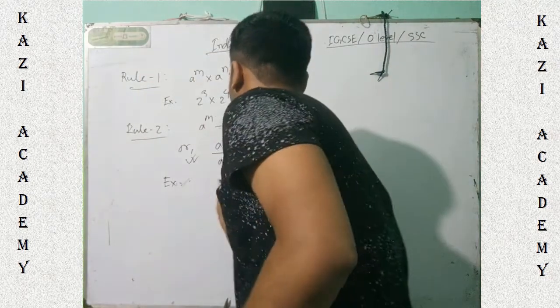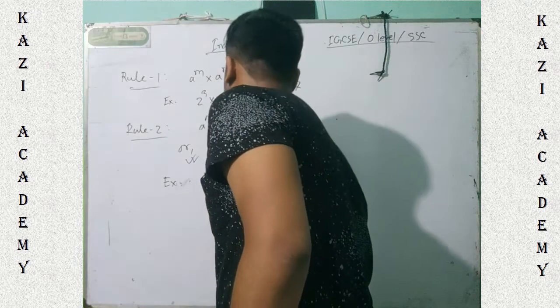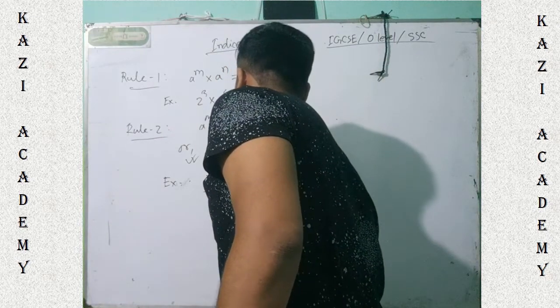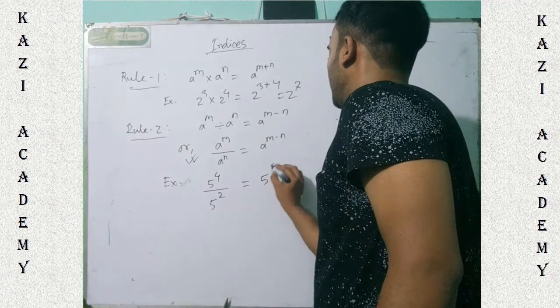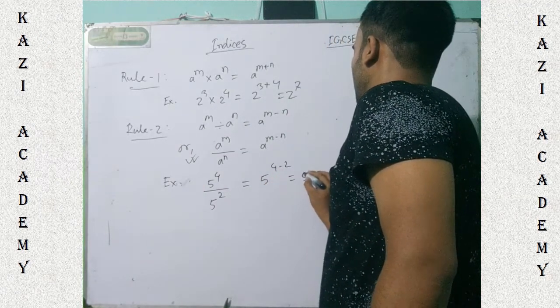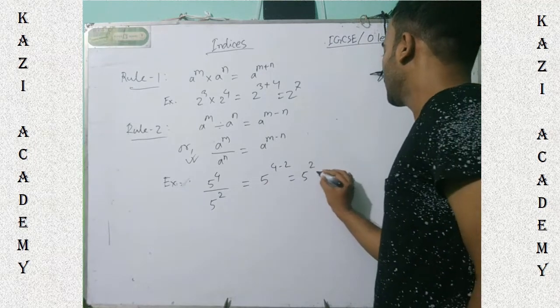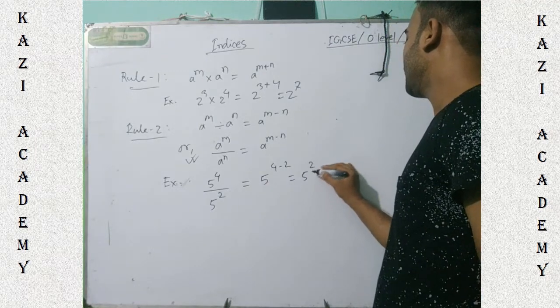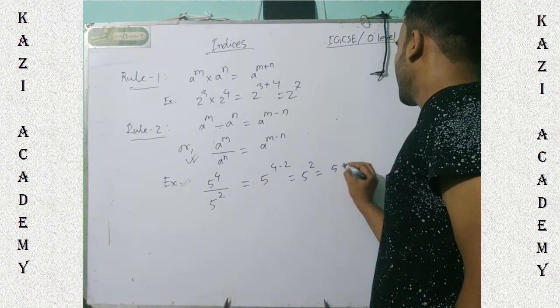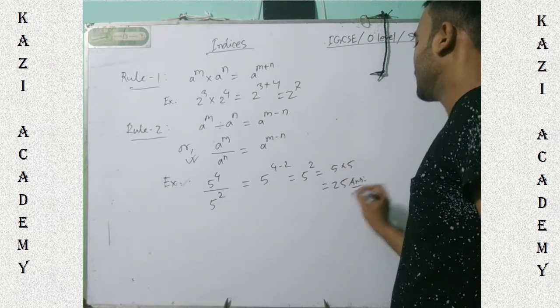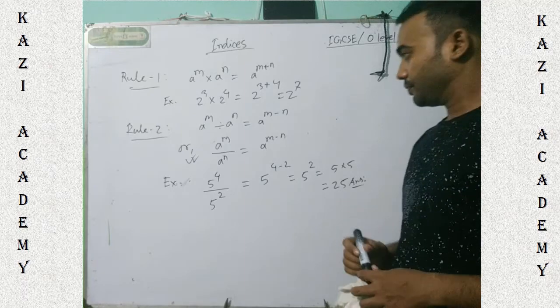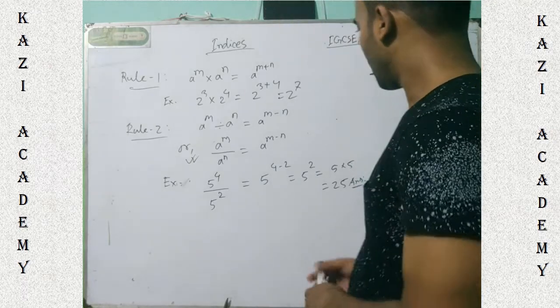For example, if we take 5 to the power 4 divided by 5 to the power 2, then we can write 5 to the power 4 minus 2, which is 5 to the power 2. 5 square means 5 times 5, that's why 25 is the correct answer.